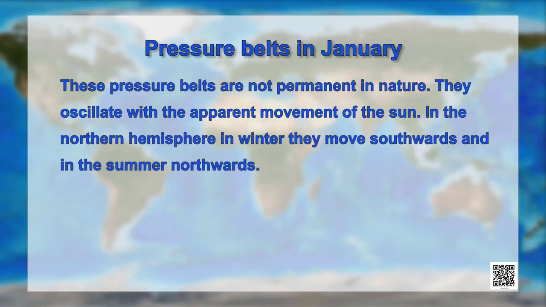These pressure belts are not permanent in nature. They oscillate with the apparent movement of the sun. In the northern hemisphere, in winter, they move southwards and in the summer, northwards. Now we'll talk in detail about the major pressure belts of the earth.